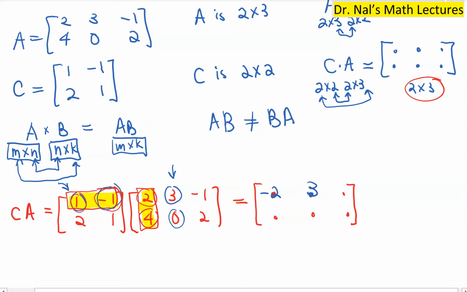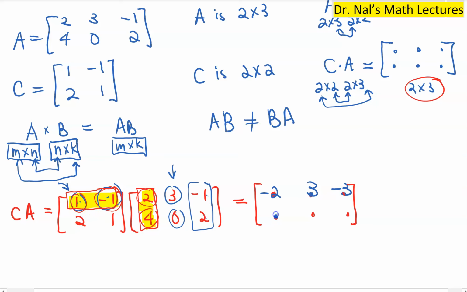You see that? Let's go to the next entry, the first row, third column entry. It will still be the first row of matrix C multiplied with the third column of matrix A. Let's do it. 1 times minus 1 is minus 1. Minus 1 times 2 is minus 2. Minus 1 plus minus 2 is minus 3. And it's very, very easy. We can do the same thing here.